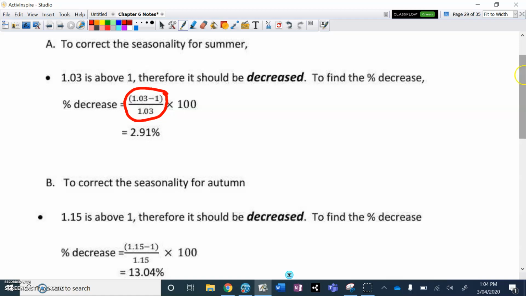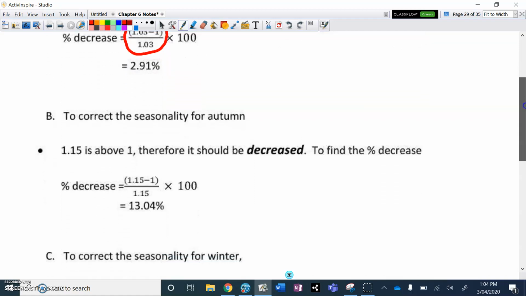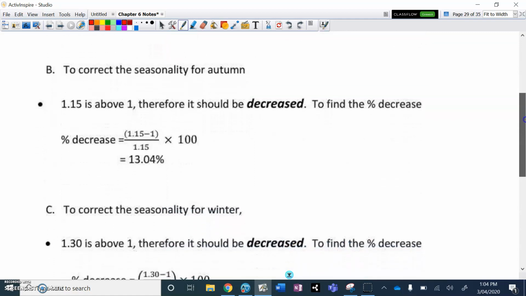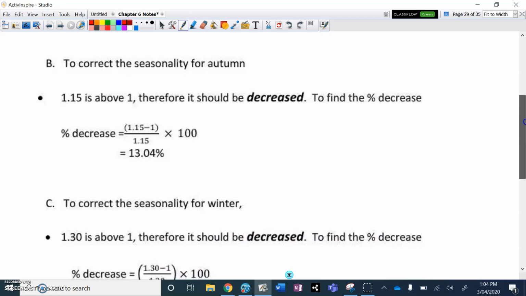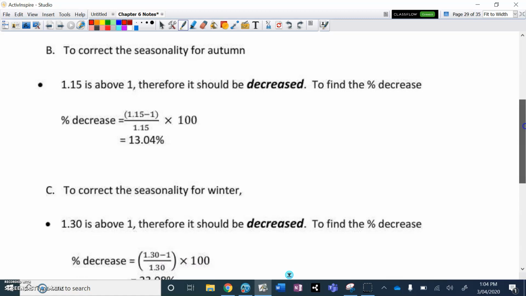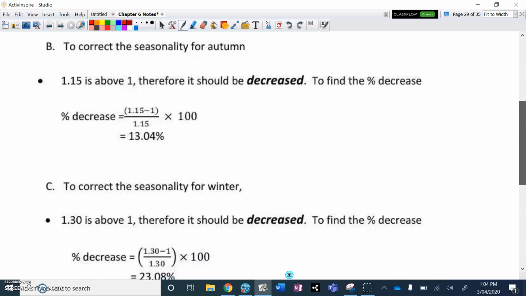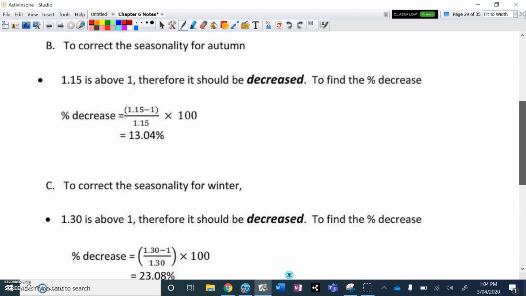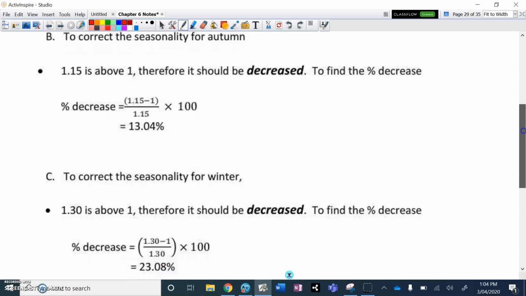The page there gives you 4 examples, autumn being 1.15, so 15% above average, so I know I've got to decrease. Then I do the calculation to find out by how much. So I need to correct the seasonality for autumn. I need to decrease my sales by 13.04%.